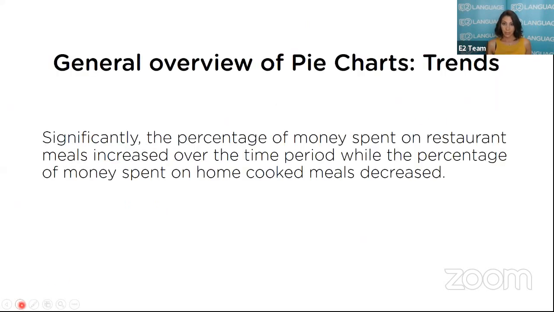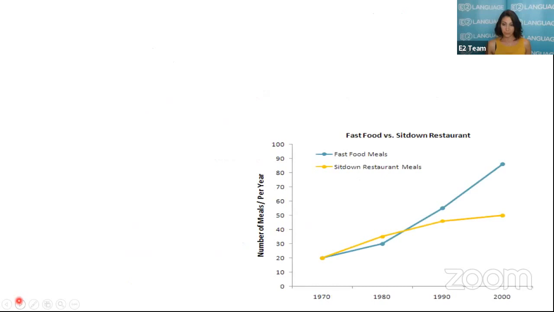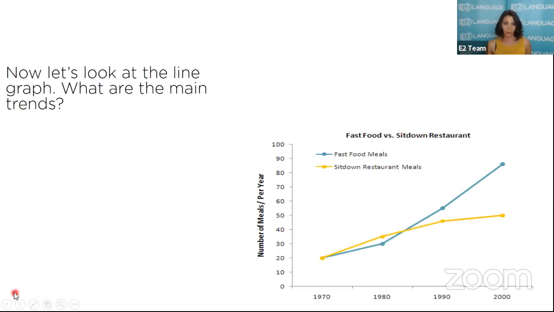So putting those sentences together, I have significantly the percentage of money spent on restaurant meals increased over the time period, while the percentage of money spent on home-cooked meals decreased. Okay, we need to finish the overview now by also giving or describing the main trends of the line graph. So let's have a look at the line graph. What are the main trends?